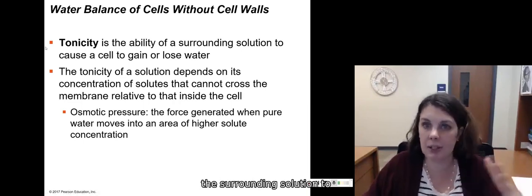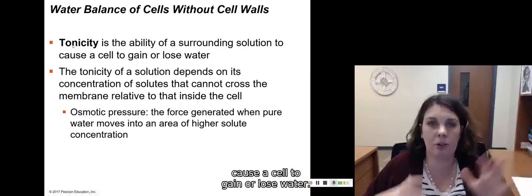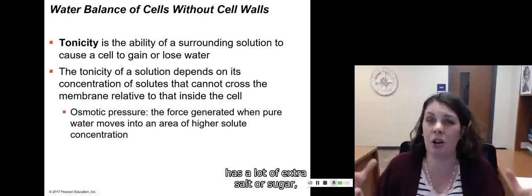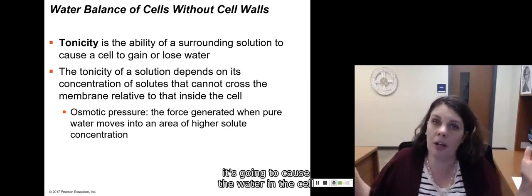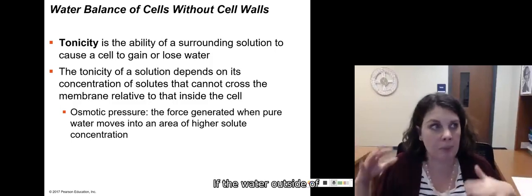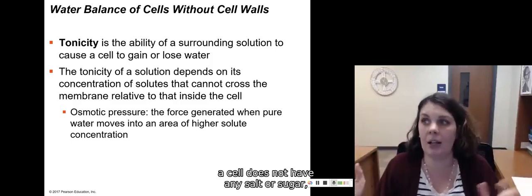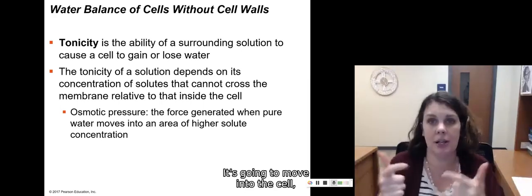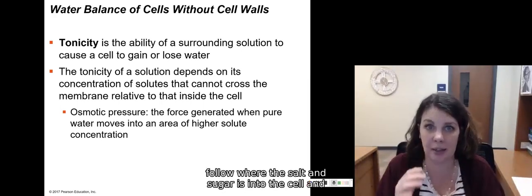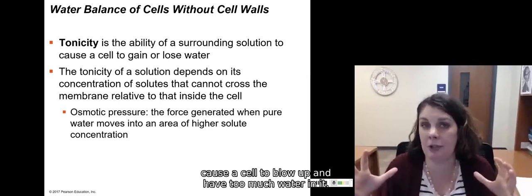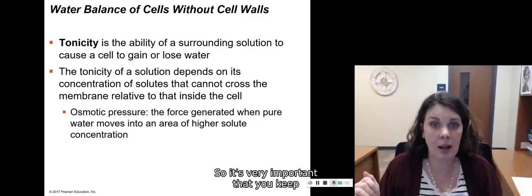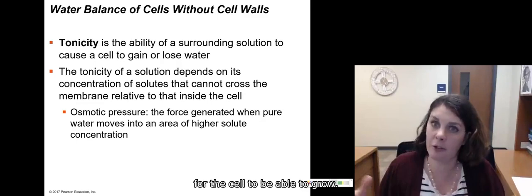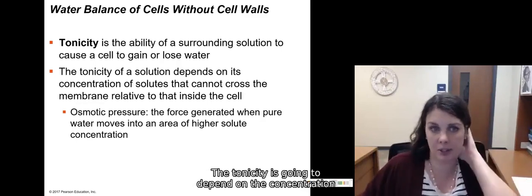So tonicity is the ability of the surrounding solution to cause a cell to gain or lose water. So if the solution around a cell has a lot of extra salt or sugar, it's going to cause the water in the cell to move out to follow the salt or sugar. If the water outside of a cell does not have any salt or sugar, it's going to move into the cell, follow where the salt and sugar is into the cell, and cause a cell to blow up and have too much water in it. So it's very important that you keep those solute solutions matched for the cell to be able to grow.